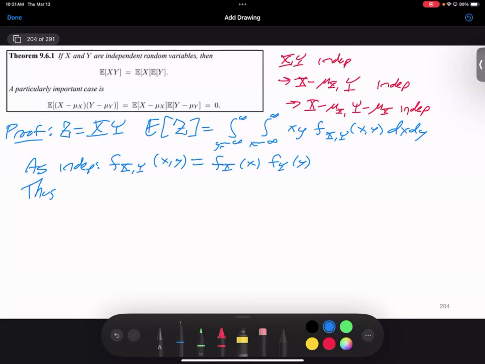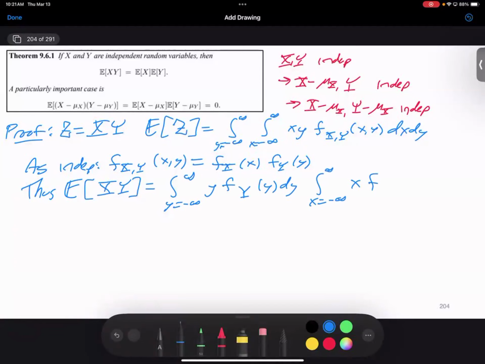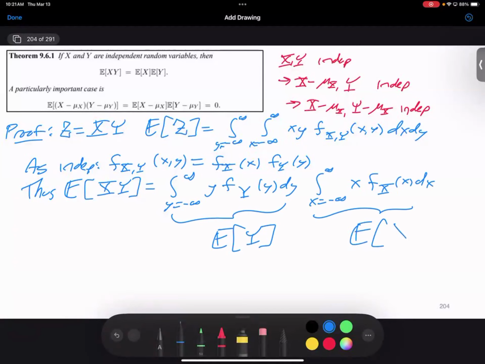So now we get the expected value of xy is going to be the integral, y goes from minus infinity to infinity of y f_y of y dy, times the integral, x goes from minus infinity to infinity of x f_x of x dx. And the first one here is just the expected value of y, so I guess I wrote them in the wrong order, and this one is just the expected value of x. And so the proof is actually not too bad.